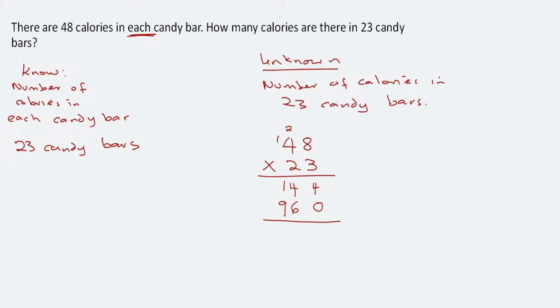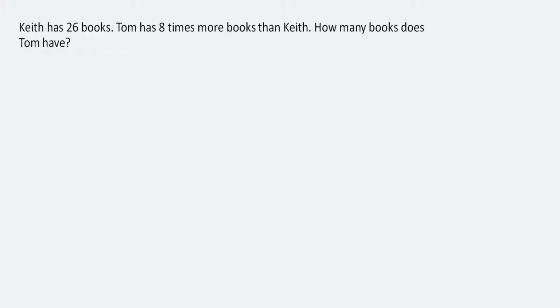So we now add all this together. This is 4 plus 0 is 4. 4 plus 6 is 10, so we write 0 down and carry up 1. 1 plus 1, 2 plus 9, we have 1104. So we have 1104 calories in 23 candy bars. Final example. Keith has 26 books.